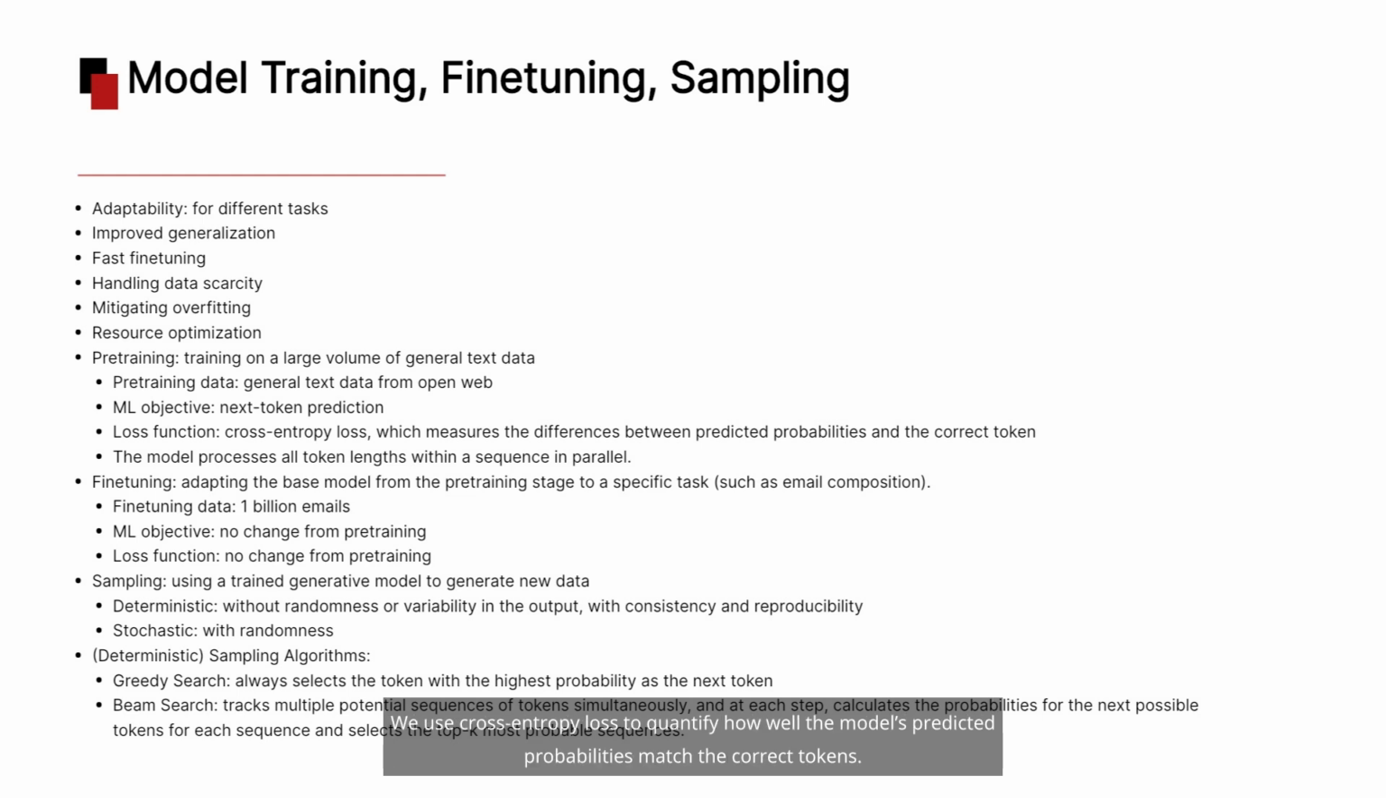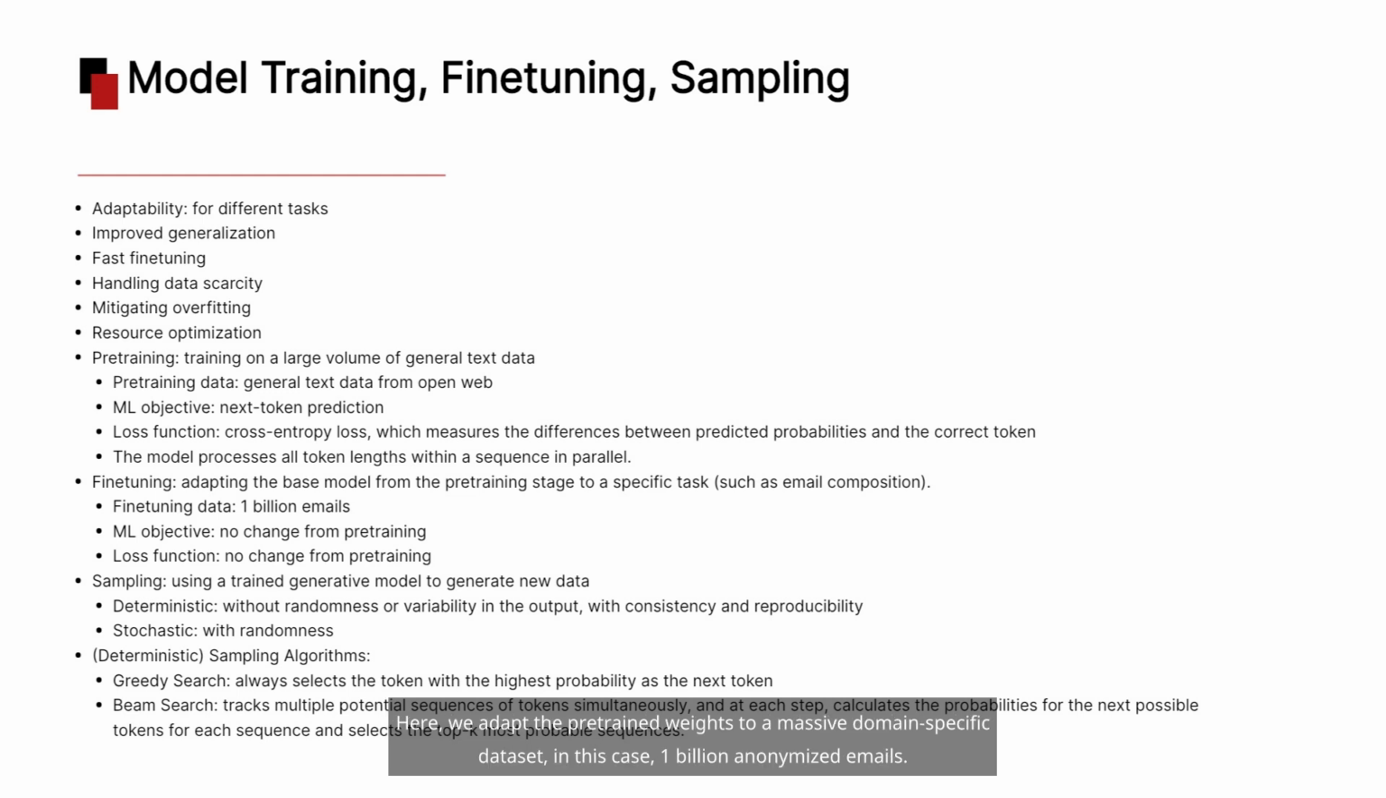We use cross-entropy loss to quantify how well the model's predicted probabilities match the correct tokens. An important efficiency advantage is that the transformer processes all token positions in parallel, which speeds up training compared to sequential models like RNNs. Once the model is pre-trained, we move to fine-tuning. This is where we specialize the model for Gmail Smart Compose.